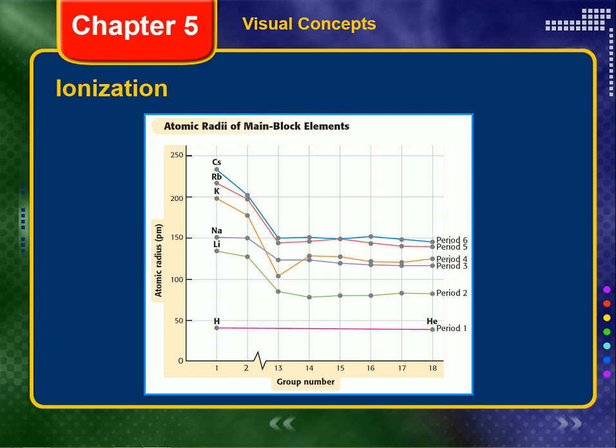All right, so that title says ionization, but we're actually going to start talking about atomic radius of the main block elements. So ignore this, that's a little bit of a typo. Read this: atomic radii of main block elements. So starting with group 1, as you go to the right on the periodic table, all the way over to group 18, you'll see that the atomic radius, which is to say the size of the atom, is getting smaller.